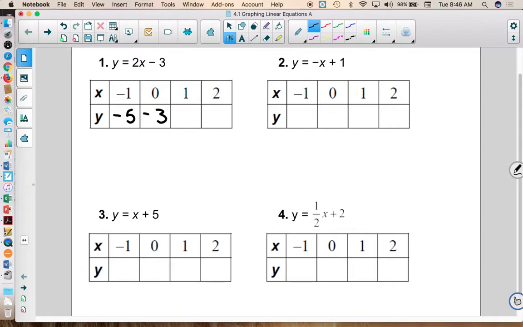Ty says 0. Is he correct? Well, I'm thinking 1 times 2 is 2, minus 3 would give me -1. And if x is 2, y is 1. Correct? Yeah, I'm right. Okay, what about the second one?